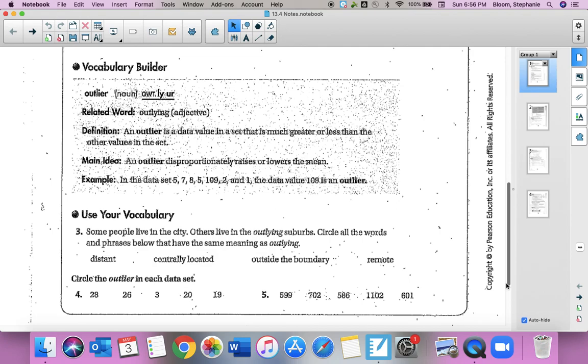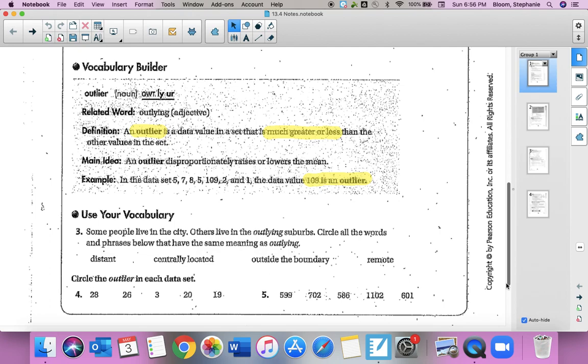And this word is outlier. An outlier is a data value in a set that is either much greater or much less than the other values in the set, okay? So if you look here, if this is my data set, you have 5, 7, 8, 5, 109, 2, and 1. This 109 would be the outlier. It just doesn't fit there, okay?